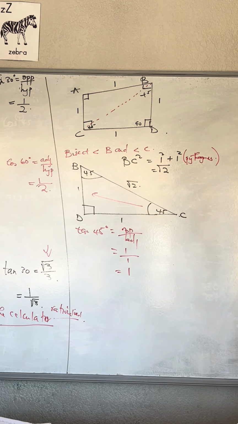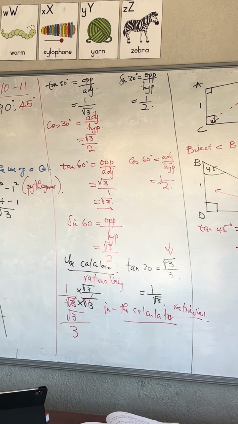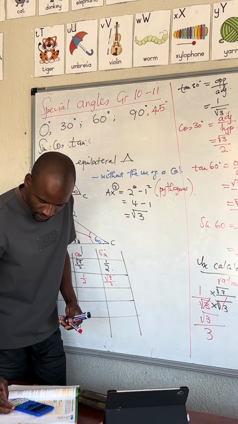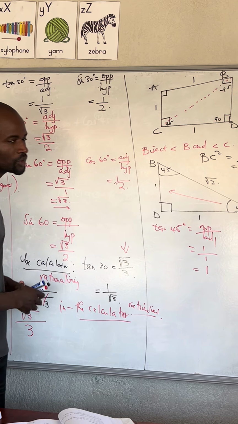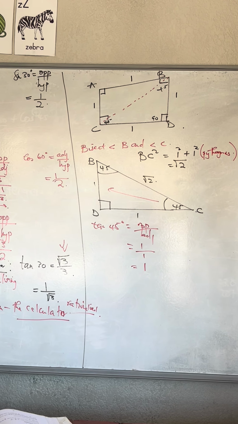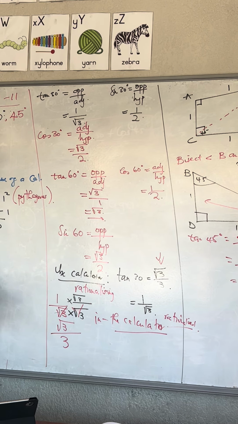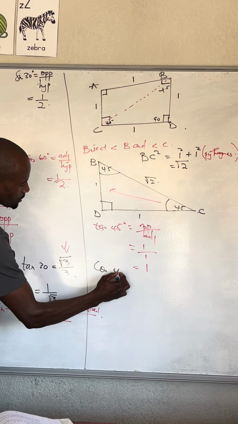So it means if you punch in a calculator tan 45, you get what? You get 1. So that's what is happening there. Some of the answers are going to be similar to what you get when you punch in the calculator. But others are not similar. So, okay, let's go to cos 45.